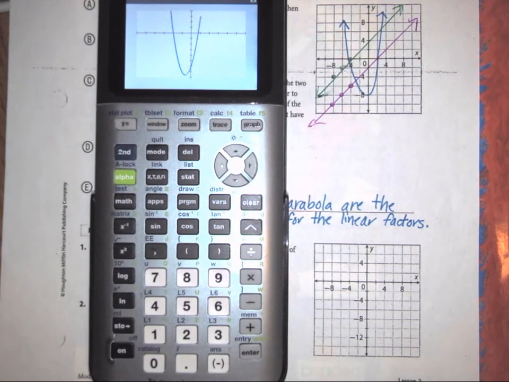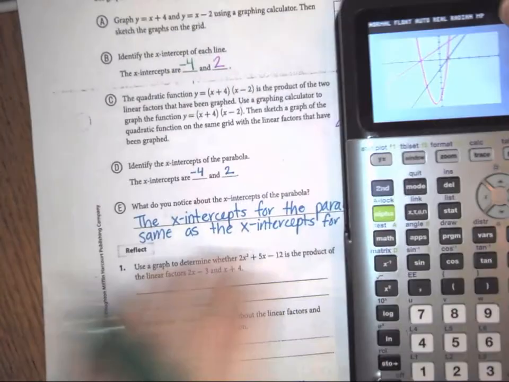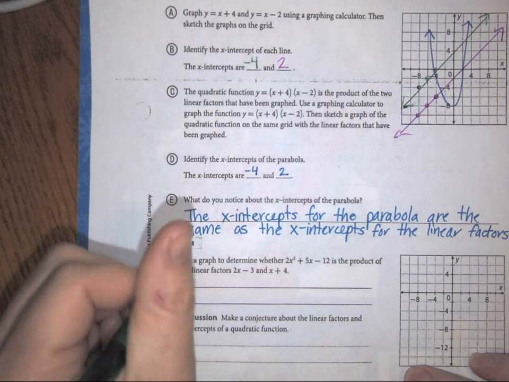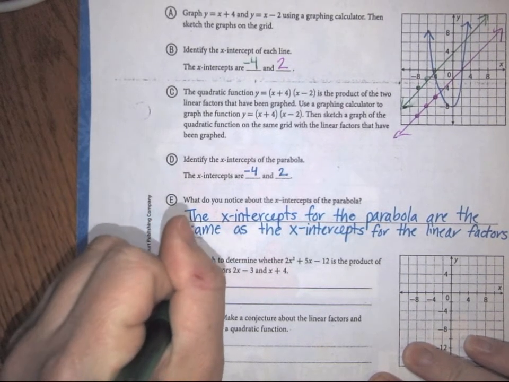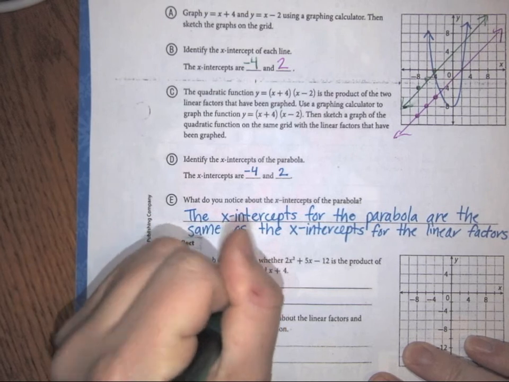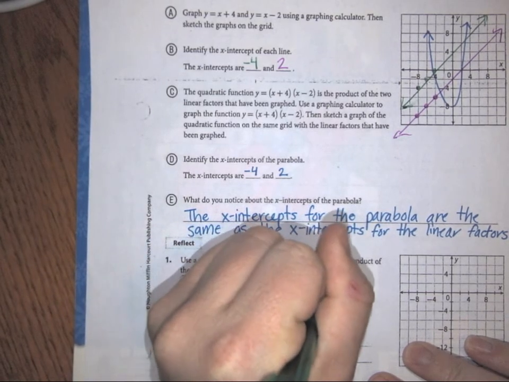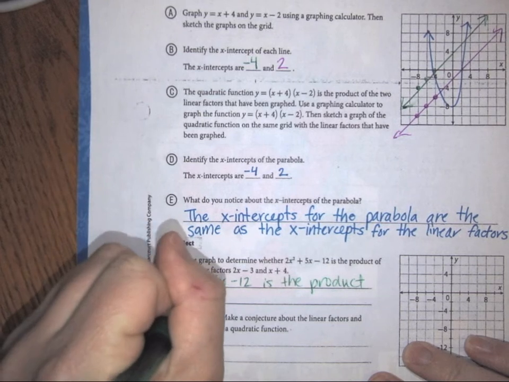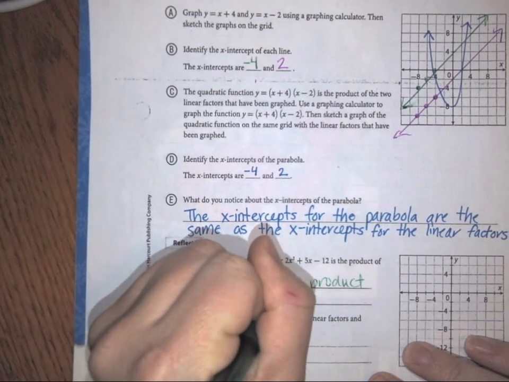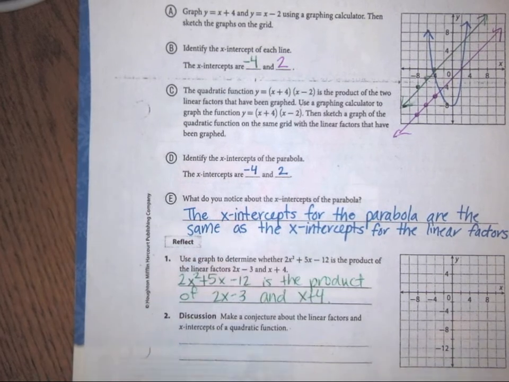This is my first function. This is my linear pairs written as a product. And this is the linear pairs each graphed separately. So, judging by the calculator and the picture that I got, I can in fact say that 2x squared plus 5x minus 12 is the product of 2x minus 3 and x plus 4. Their graphs were identical.